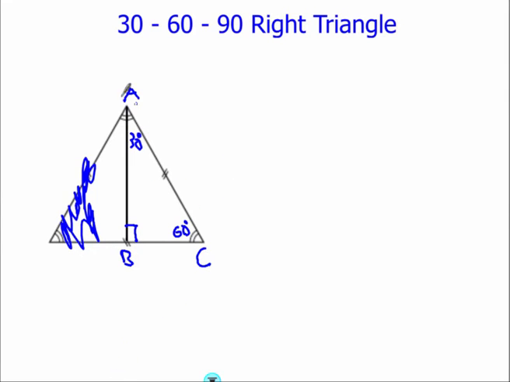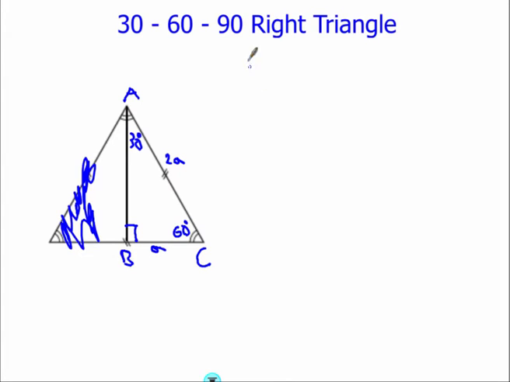Now, we're going to call our shortest side lowercase a. Because we know that this is a perpendicular bisector, and a is half of this whole side length, then a is also half of this whole side length, so we can call this 2a. All right, so we're almost there. We're starting to put together our 30, 60, 90 right triangle. Now I need to find this other length over here. To do that, we're going to need the Pythagorean theorem.